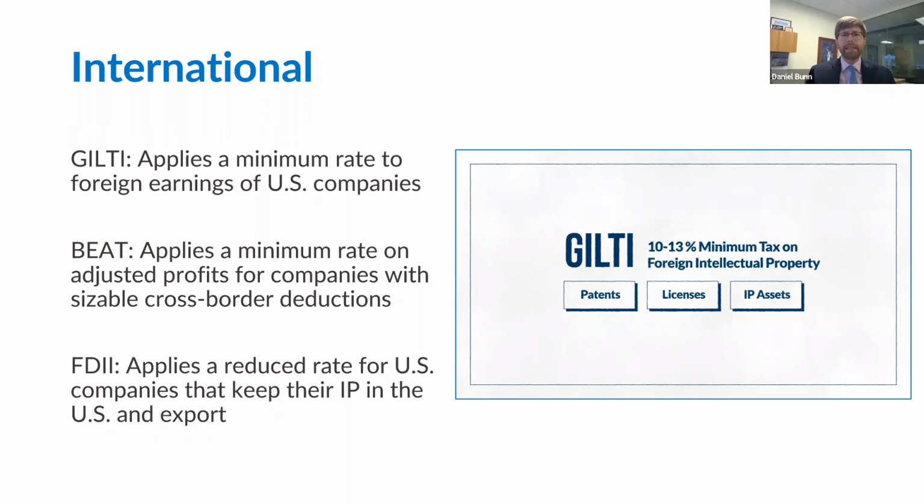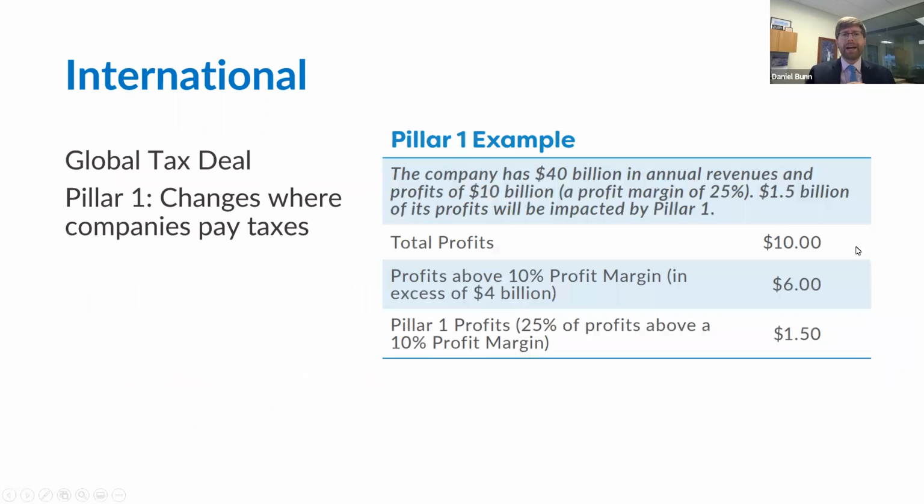Now, if we can move to the next slide, we're going to get into a really big, important conversation that's been happening for a few years. After the US adopted GILTI, BEAT, and FDII, especially GILTI, a lot of other countries looked at that and said, a minimum tax on foreign profits, that looks interesting. I wonder if we could agree globally on a system that would allow for a global minimum tax.